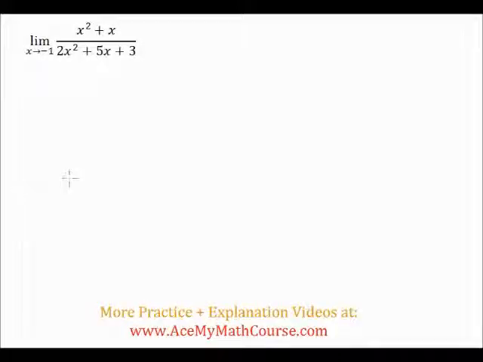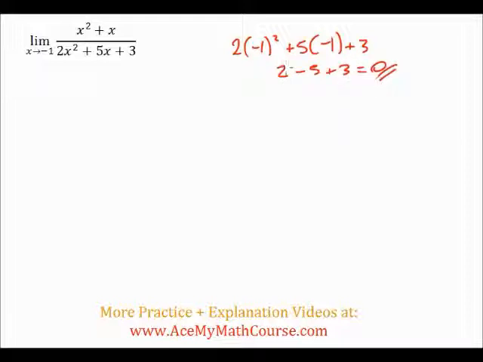Okay, so let's evaluate the limit as x approaches -1 of this fraction. Can I plug in the -1 right away? No, I can't. And why is that? Because if I plug in the -1, I'm just working on the denominator right now. I get -1 squared, 1, times 2, 2. 5 times -1, -5 plus 3, that's 0. So I would get 0 in the denominator. So I can't plug in the -1 right now.